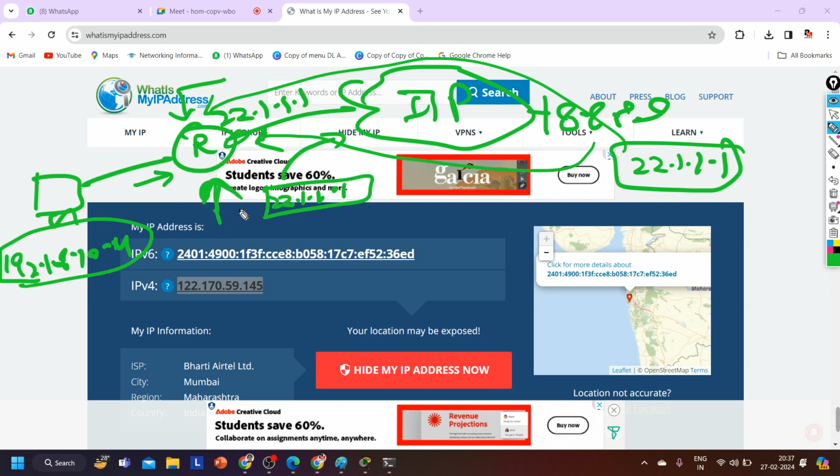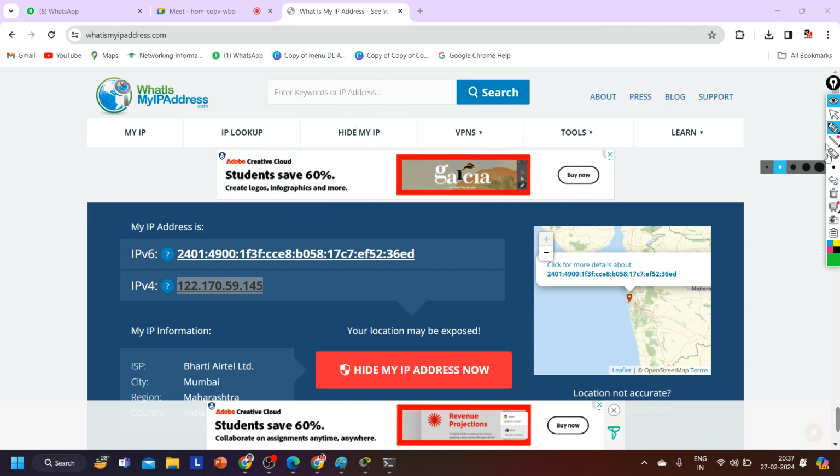And guys, on the router there is one protocol. That protocol name is NAT, Network Address Translation. So it is doing the translation. When we discuss the NAT protocol, we will talk more about private and public. For now, is it clear?